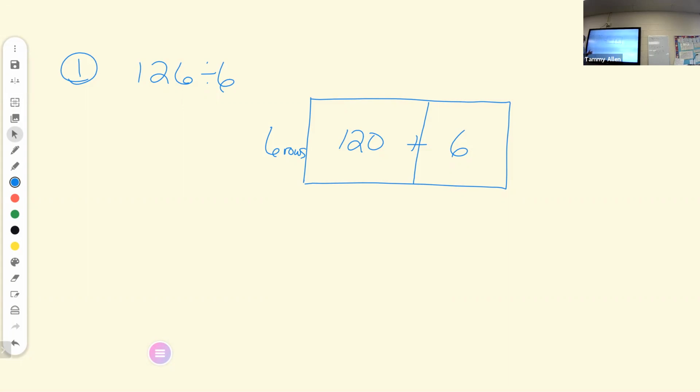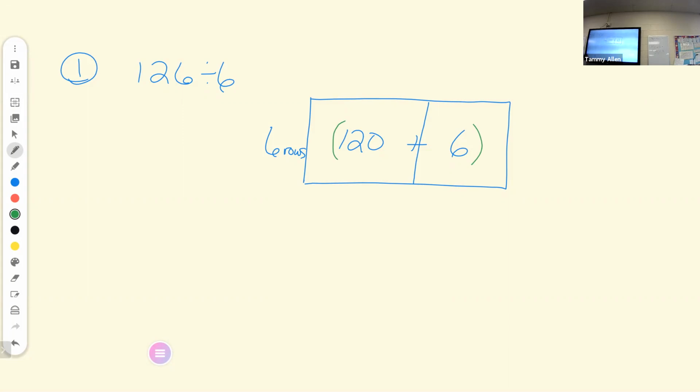Yes, no? And if I think about the distributive property, do you see that this is 6 multiplied by the sum of 120 plus 6? Do you see that's distributive property? Yes? Okay, all right.